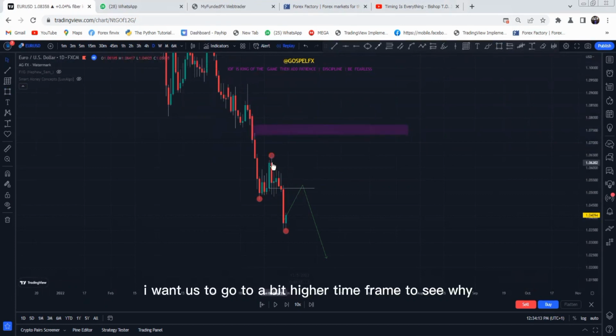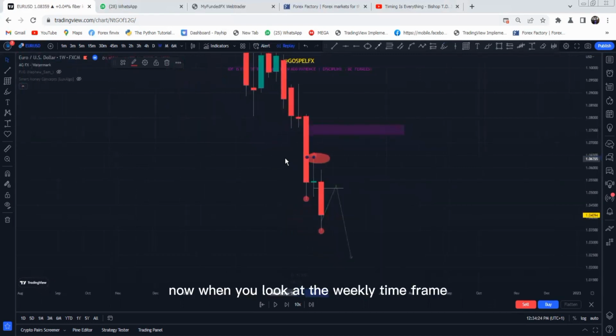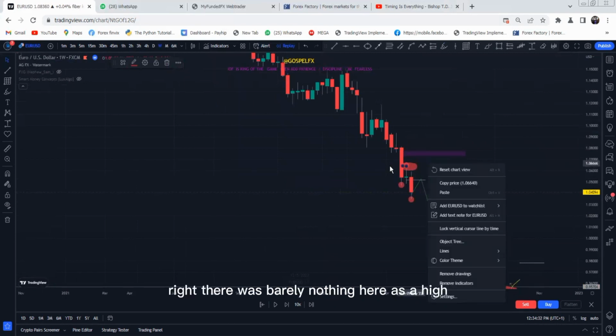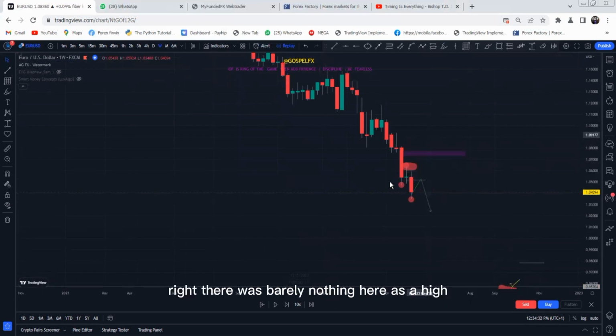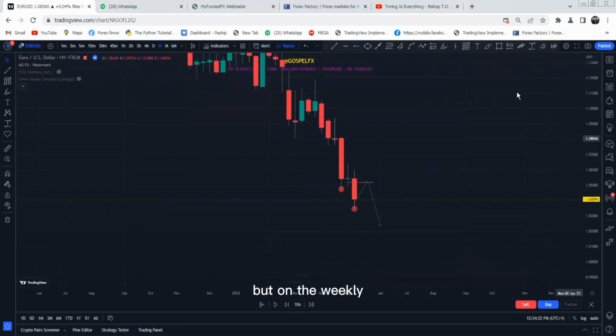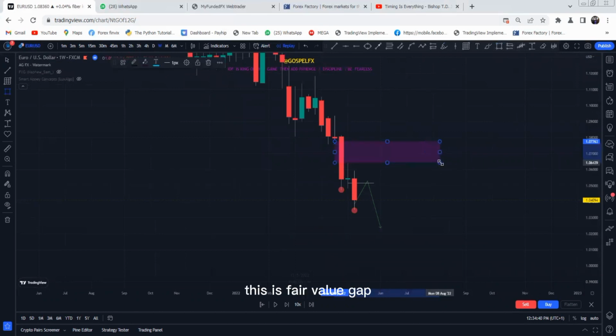I want us to go to a bit higher time frame to see why this structure was violated. So let's just go to the weekly, I think. Now when you look at the weekly time frame, you discover that there was barely anything here like a structure high, right? It was clear on the daily time frame, but on the weekly, we have just this CB here in this fair value gap.